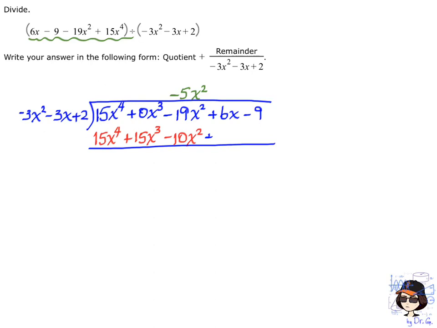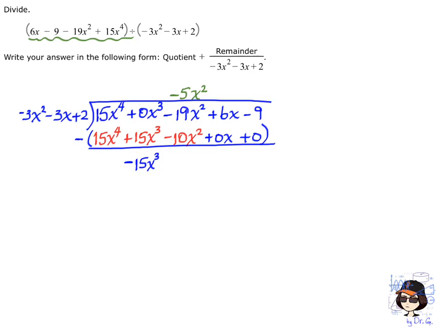Okay, so now we're going to subtract. I'm adding a couple of placeholders just to keep track of things. 15x to the fourth minus 15x to the fourth is nothing. Now here's where this placeholder comes in handy. 0x to the third minus 15x to the third is going to be negative 15x to the third. If we didn't have that placeholder there, we wouldn't know what to do. We wouldn't have anything to subtract from. So that placeholder really came in handy.